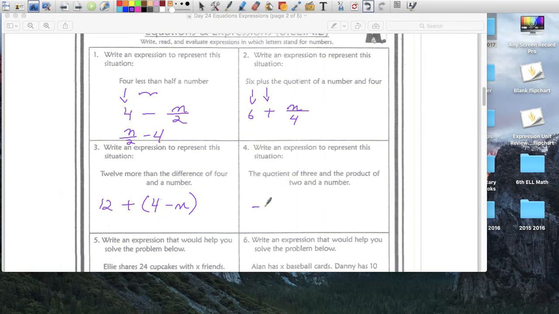Here's my quotient of 3. Quotient of 3, and what am I dividing? I'm dividing 3 by the product of 2 and a number. The product of 2 and a number. So let me just clean that up. It would be 3 over 2n. Okay.